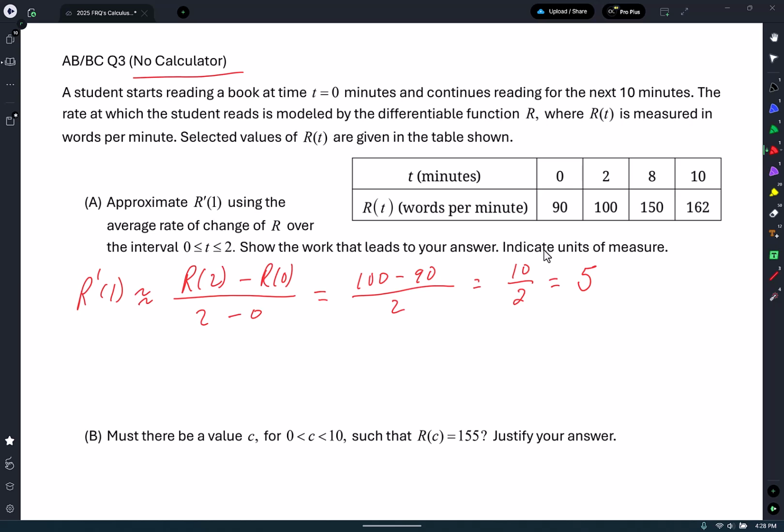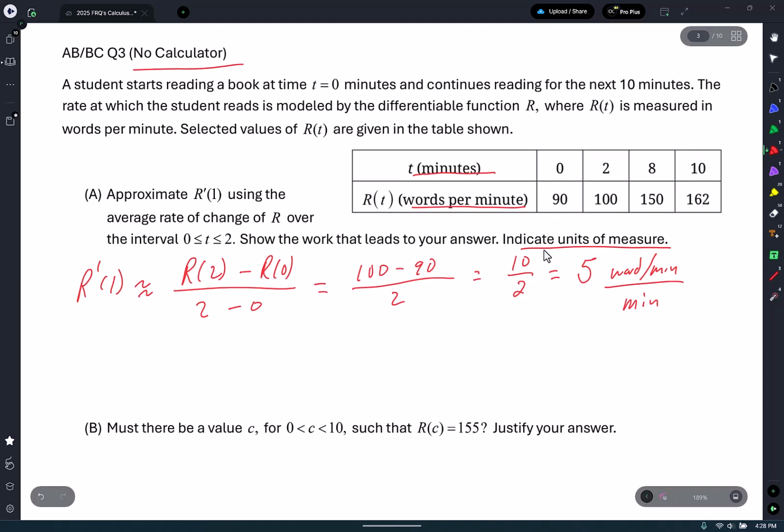And they want units of measure. So words per minute is in the top, and what's in the bottom? Minutes. So I'm going to write words per minute over minute. You could also write words per minute squared. That's also appropriate. But words per minute per minute, pretty good. Cool? All right, let's go to the next one.